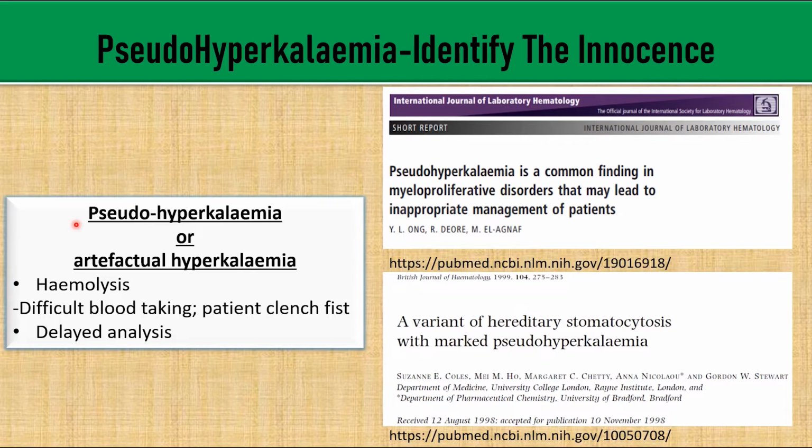That can happen because of hemolysis due to difficult blood taking, or the patient clenching his fist too hard when you are performing your venipuncture. Not uncommonly, it happens because of a delayed analysis.